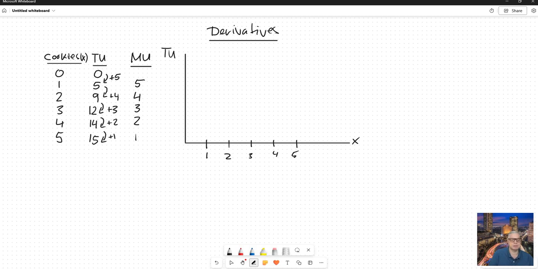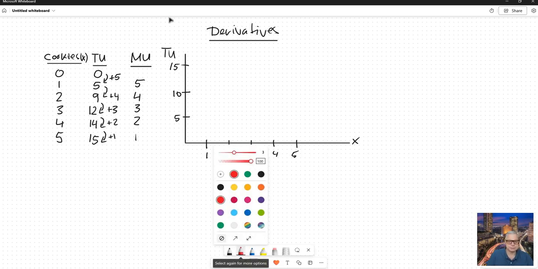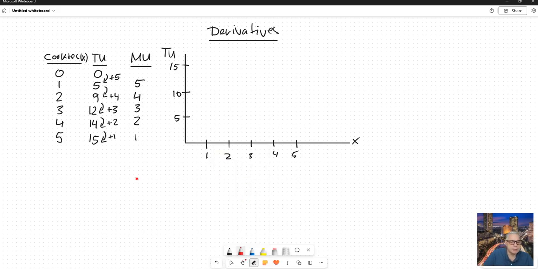Okay, so the maximum is 15, and then maybe here this is 10, and here maybe we have now 5. Okay, so let me use a different color. So if you have no cookie, no utility. If you have one cookie, total utility is 5. So let me look at this column. So that would be here. If you get 2 cookies, your total utility is 9.